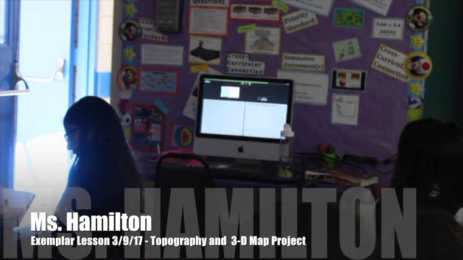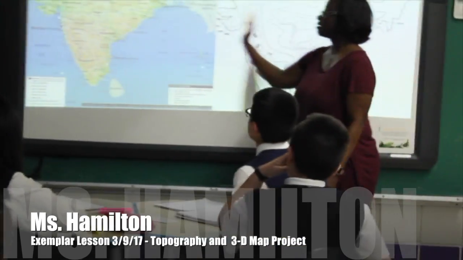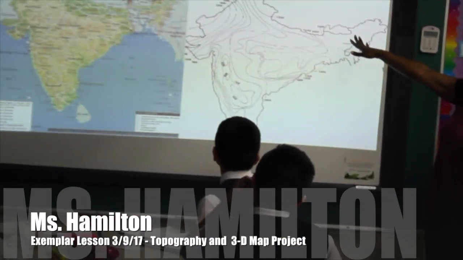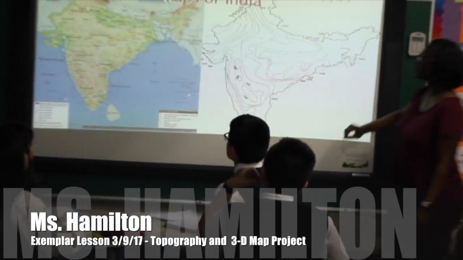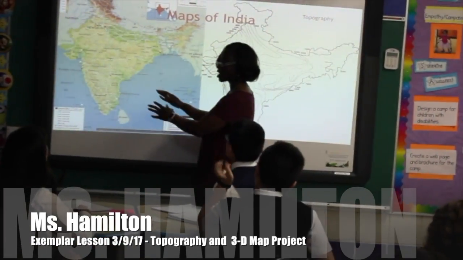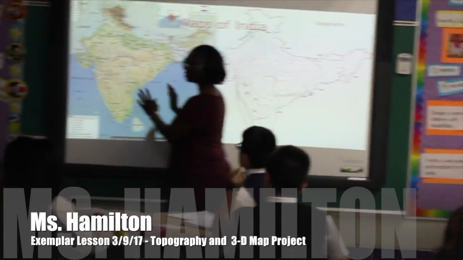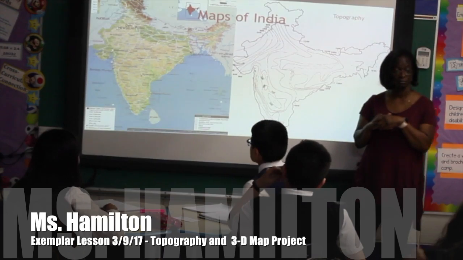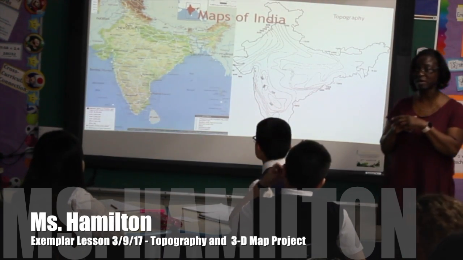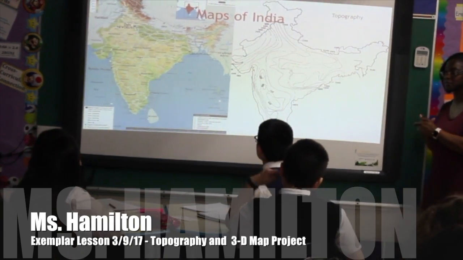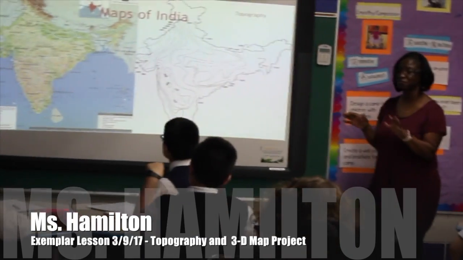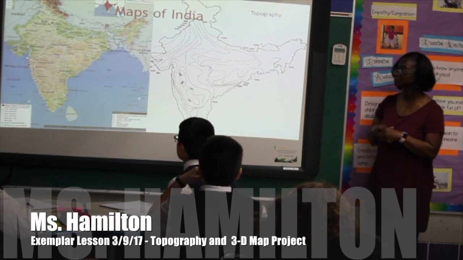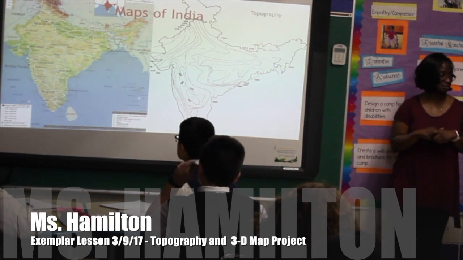I want you to take a look first. Map of India. One is a topography map, or topographic map. The other one is a regular map that shows surface features. All eyes should be this way. Hold on a second before we get started. Just look for a second. I want you to look at the differences.